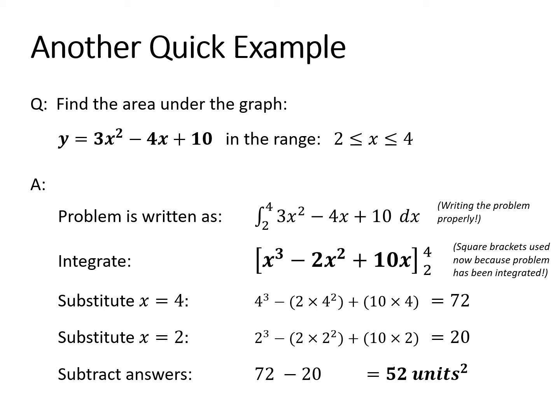So the area under the graph y equals 3x squared minus 4x plus 10 in the range of 2 to 4 is 52 units squared. Again, a nice round number.